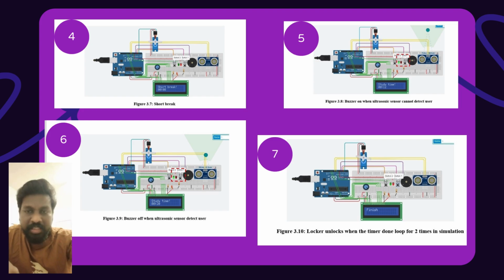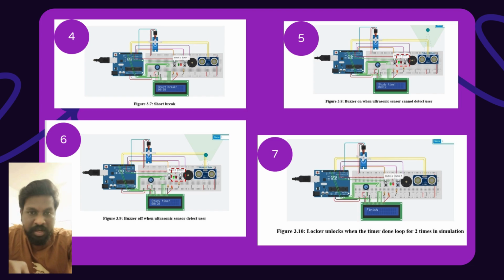After that, the picture shows the locker unlocks when the timer is done, looping the 2 minutes 2 times in simulation. After the looping, the sequence of study for 1 minute and short break time, the process will be 2 times in simulation. The servo motor will turn back to 0 degrees and unlock the locker. The LCD will display finish and 1 cycle of Pomodoro study technique.